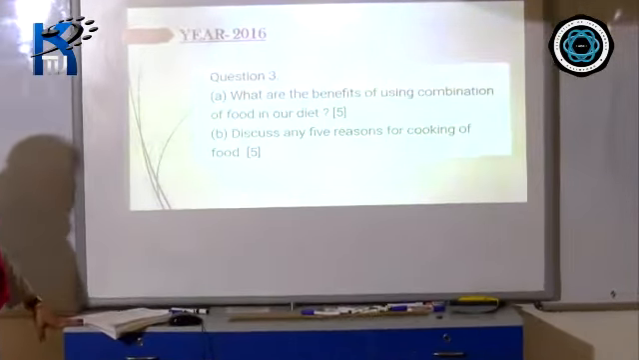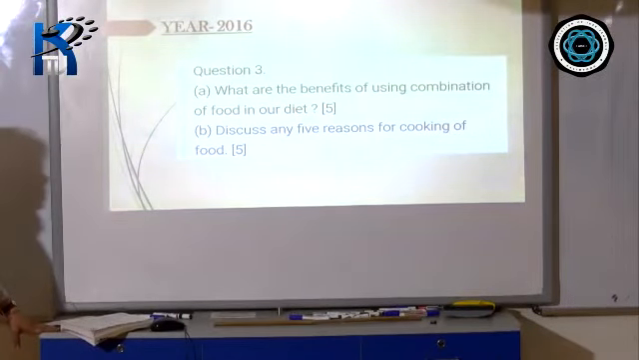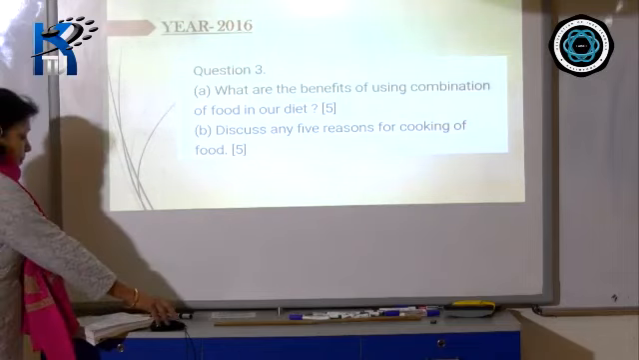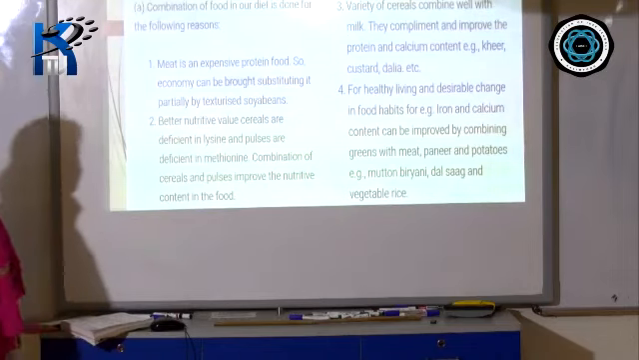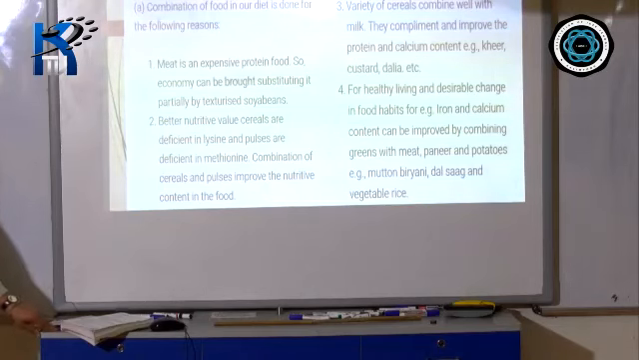Then let's come to another question which was asked in the year 2016, that what are the benefits of using combination food in our diet, and any 5 reasons for cooking of food. Combination food again, why is it so important in our diet? Now many a times we find that if meat, a source of protein, is had by a family, it may turn out to be expensive.